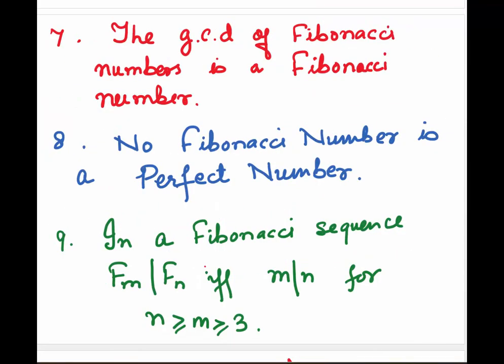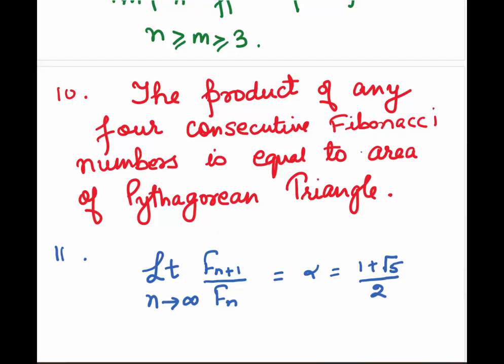Let's look at the seventh point. The GCD of Fibonacci numbers is a Fibonacci number. 8. No Fibonacci number is a perfect number. 9. In a Fibonacci sequence, fm divides fn if and only if m divides n for n greater than or equal to m greater than or equal to 3. 10th point. The product of any four consecutive Fibonacci numbers is equal to the area of a Pythagorean triangle.